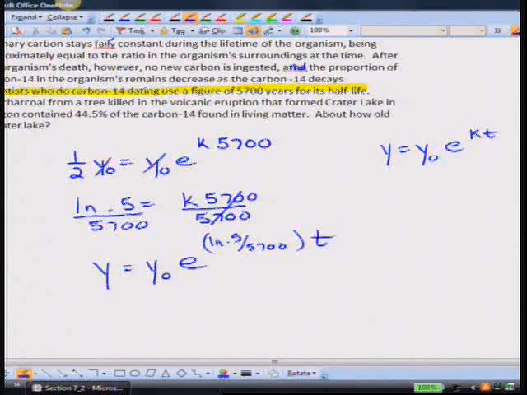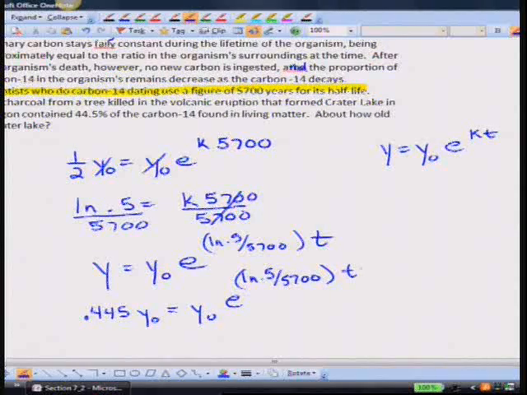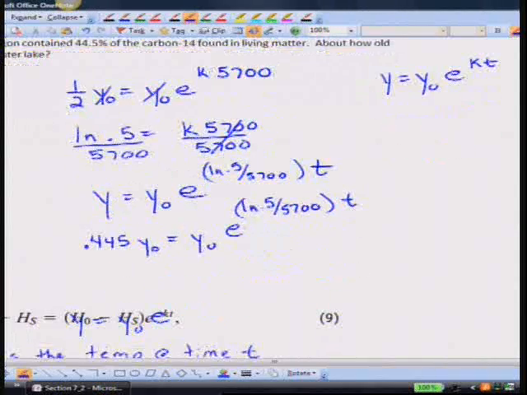Now they want to know when it contained 44.5% of the original. So that's 0.445 of the original is equal to the original times e to the, this is a number, don't let it scare you, and then you've got a t. And so you see that your y naughts cancel.